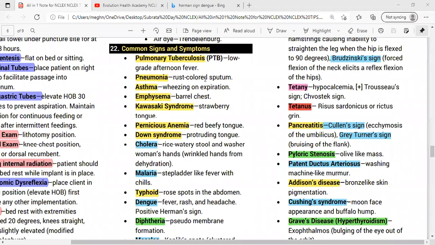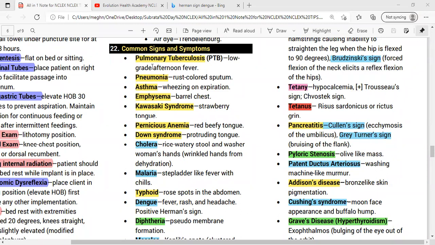Here, I'm going to talk about some common signs and symptoms for the NCLEX-PN and NCLEX-RN board exams. The first disease is pulmonary tuberculosis, which means TB in the lung. The organism is Mycobacterium tuberculosis. The most common sign is a low-grade fever, usually an afternoon or evening fever. The patient also complains of cough and weight loss.